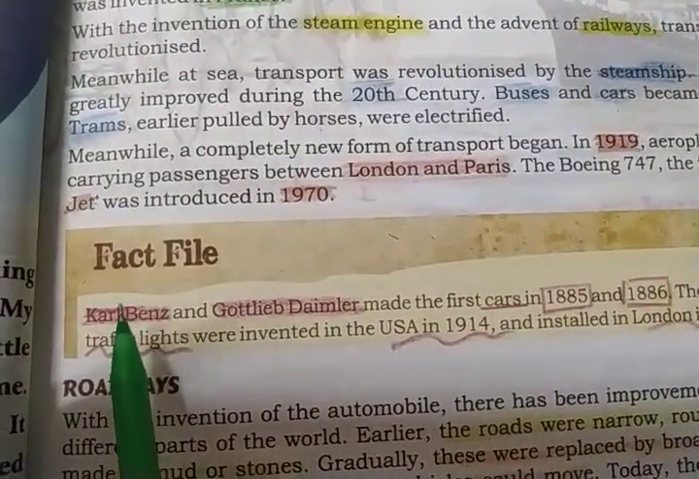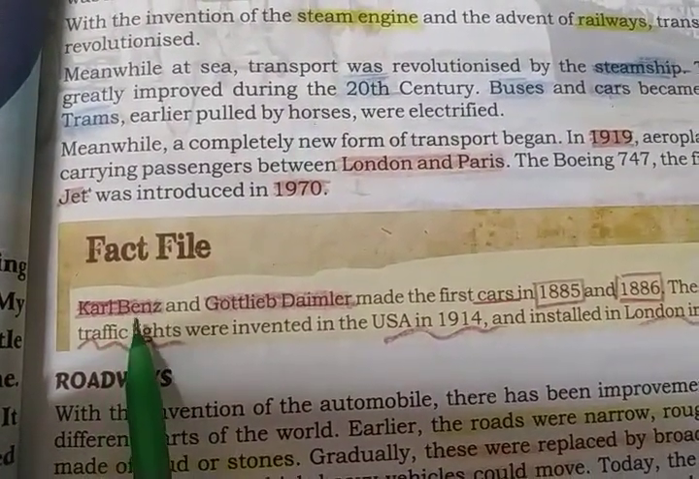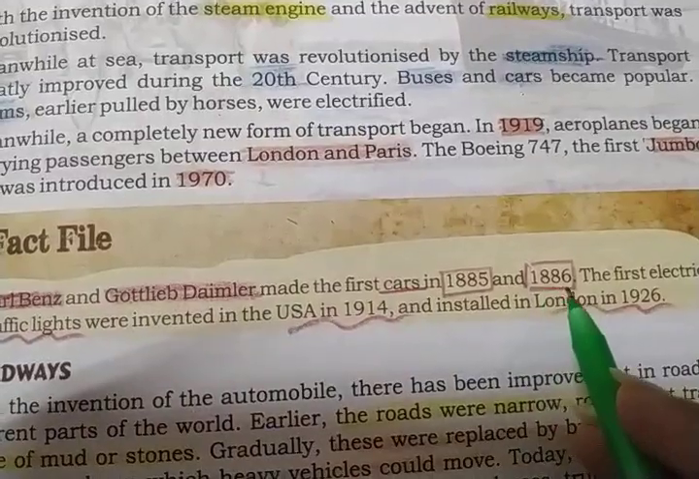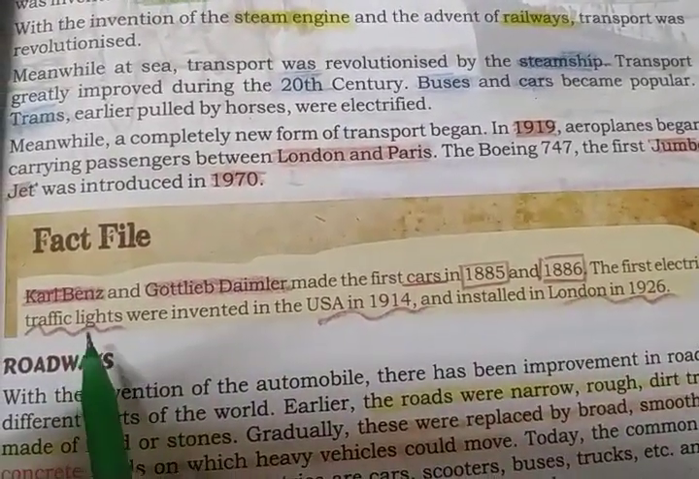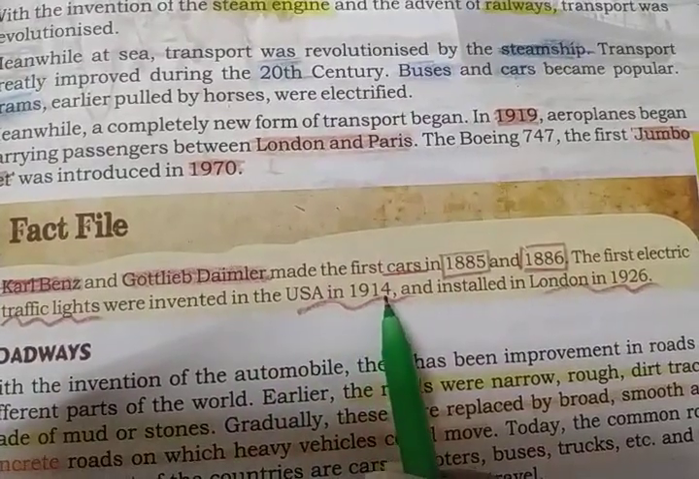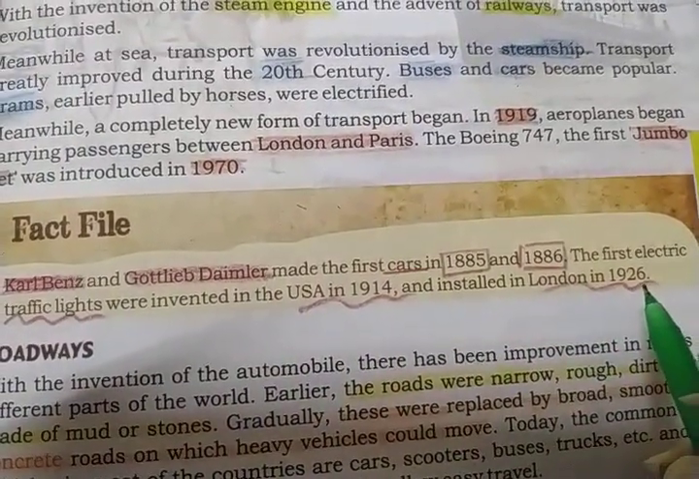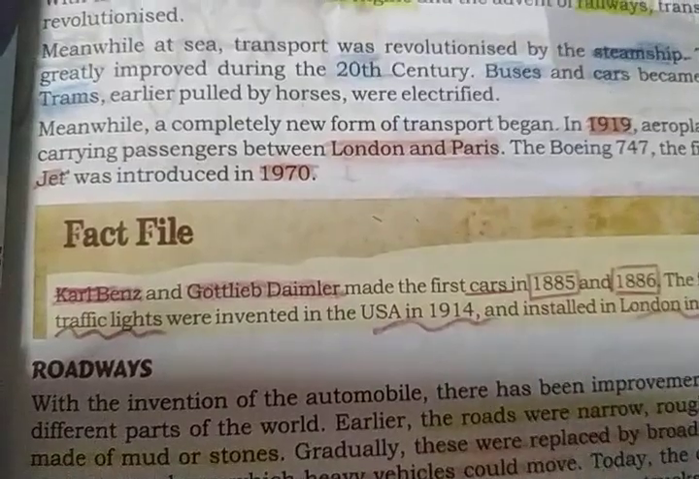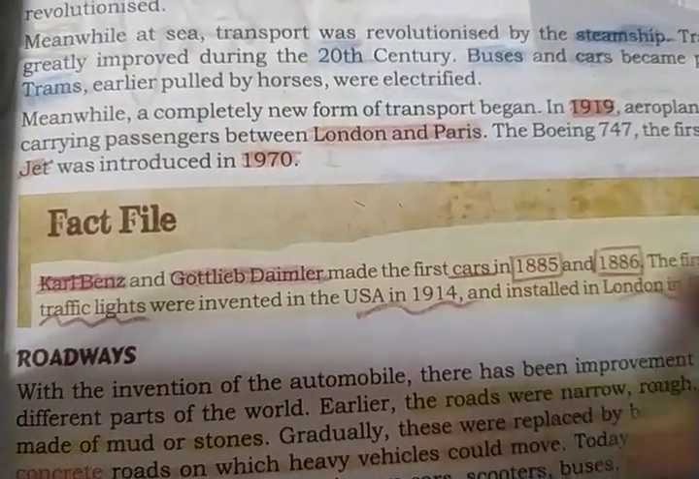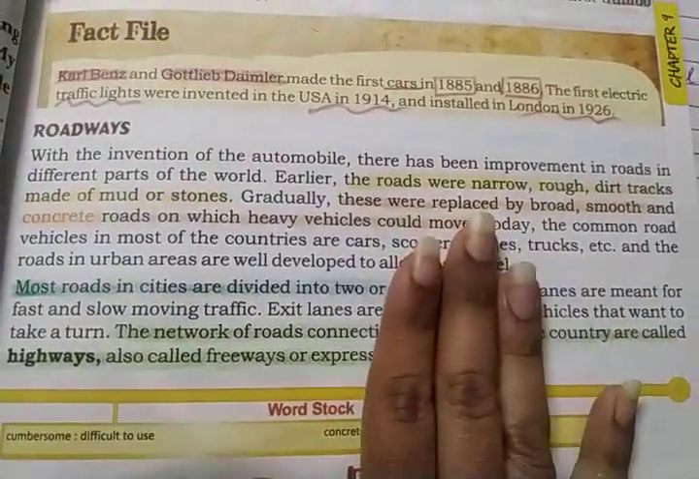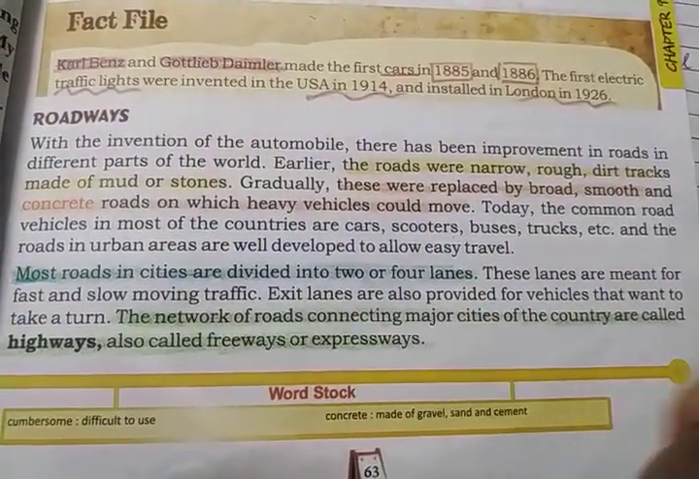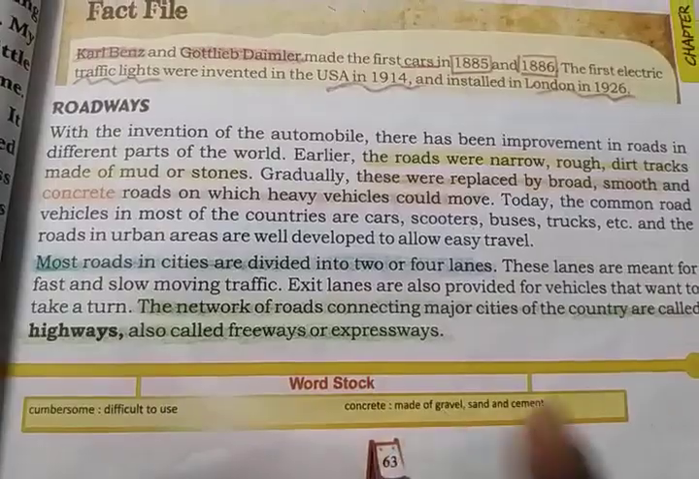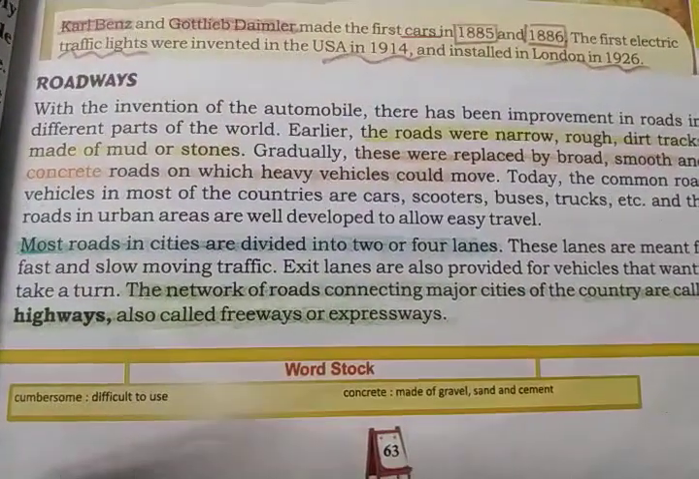And what is the fact file saying? The fact file is saying that Karl Benz and Gottlieb Daimler made the first cars in 1885 and 1886. The first electric traffic lights were invented in the USA in 1914 and installed in London in 1926. So, Karl Benz and Gottlieb Daimler developed the first cars in 1885. One by one we are going to learn about all four means of transport: roadways, which is the first one, then railways, then airways and waterways.